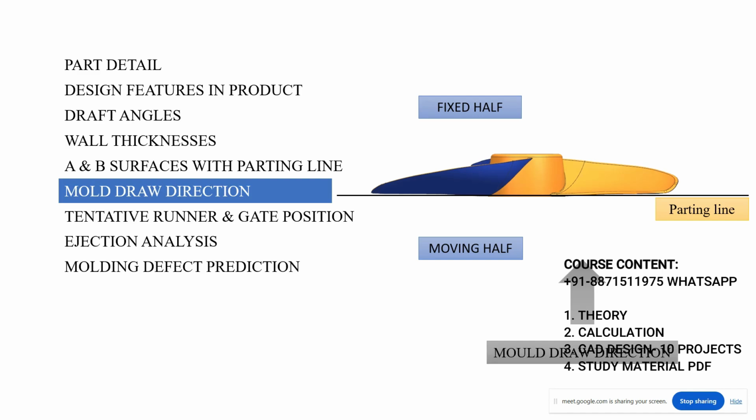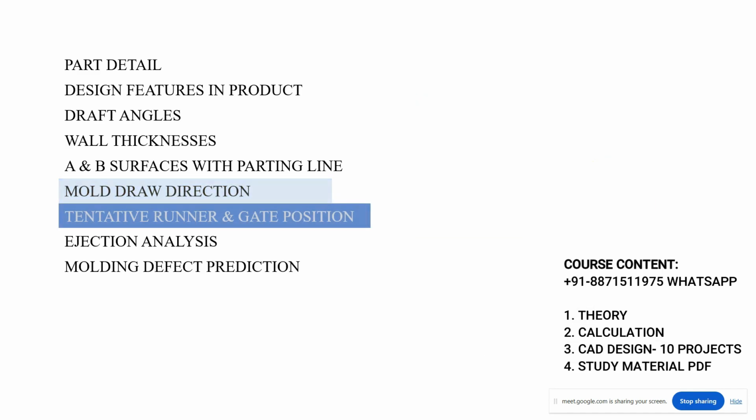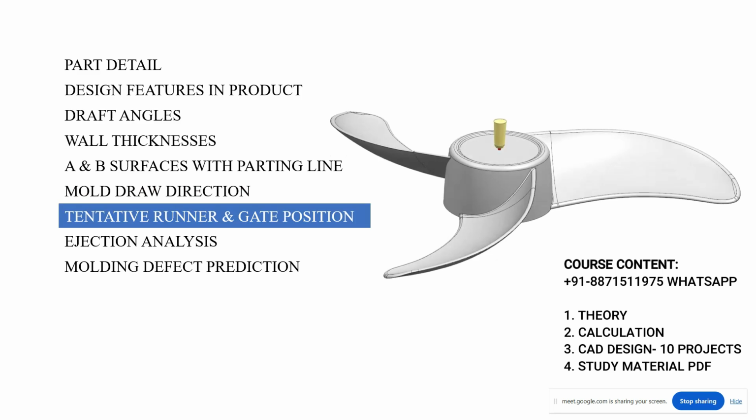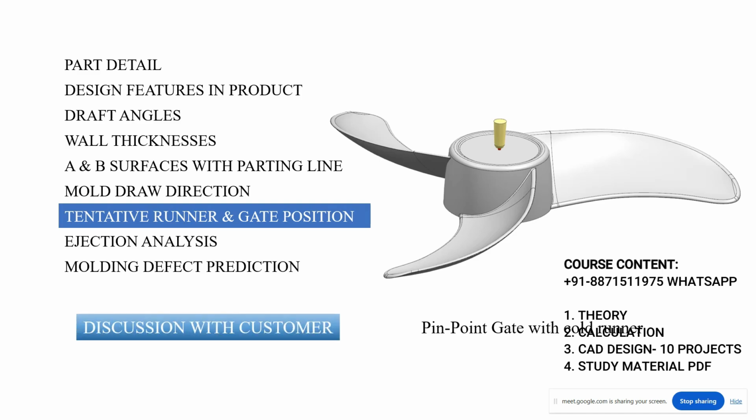There are two things here, that the mold draw direction will be in this direction. Understood? Achha, tentative runner and gate position. Now see, for example, the customer says that we need a cold runner mold. So for that cold runner, we choose the pinpoint gating system, right? And the gate position will be on the mid and the center. Pinpoint gate with the cold runner. This is what the customer says to us, right? So for that we have to discuss with the customer, as I told you, right?